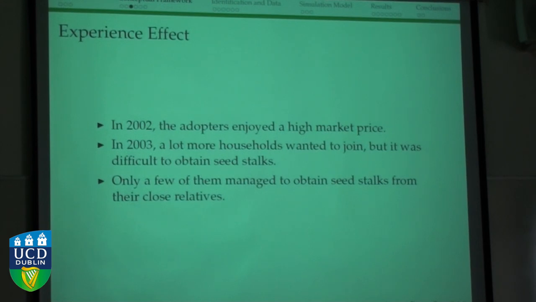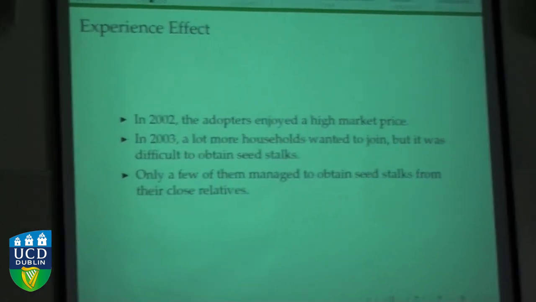Now the seed stocks come from when the product gets old. When it's fresh, they sell it in markets and can earn money, so they don't want to keep it until it gets older and is referred to as the seed stock. So the households can only get the seed stocks from their close relatives. So here, the peer effect happened again.